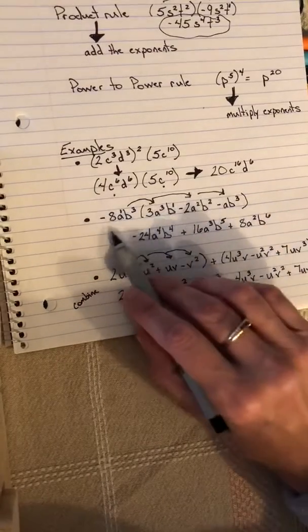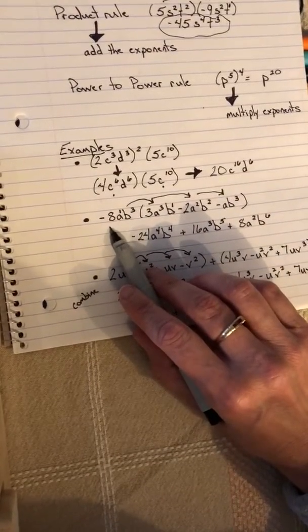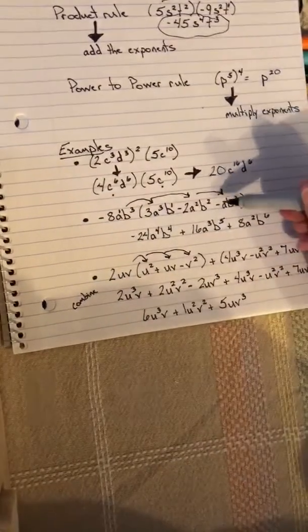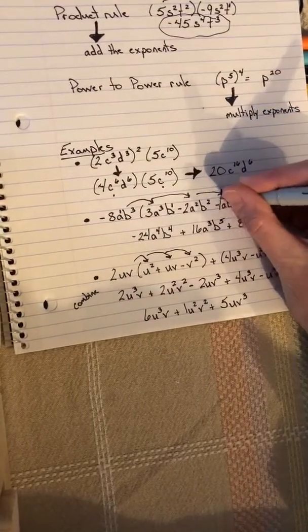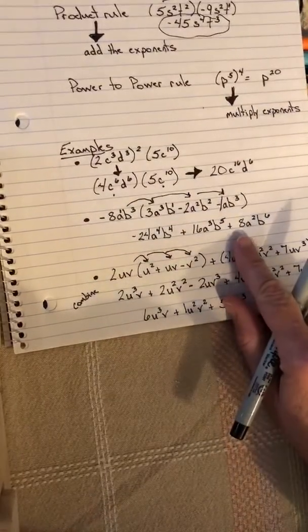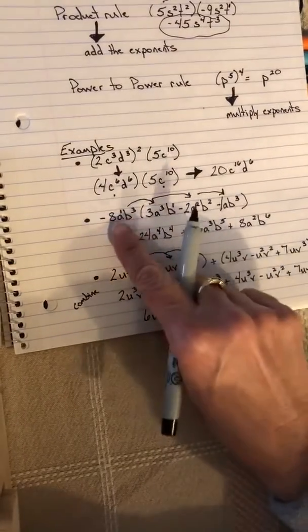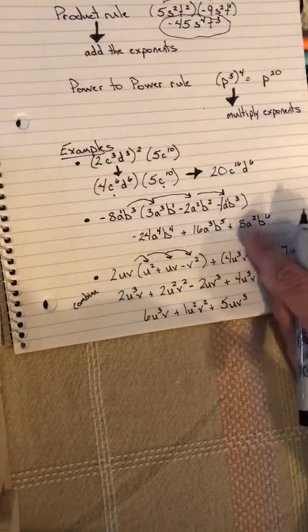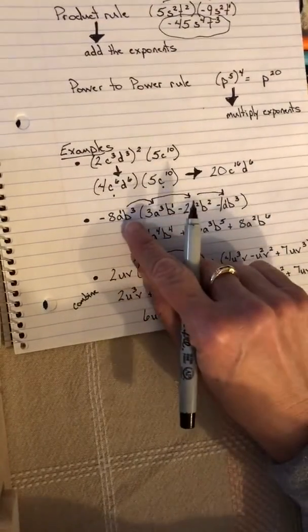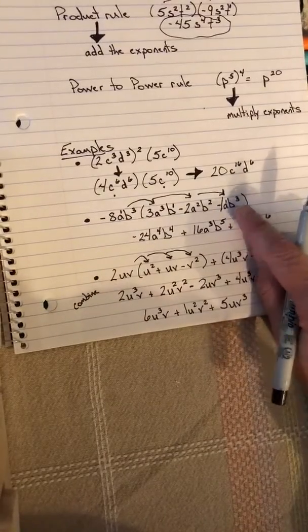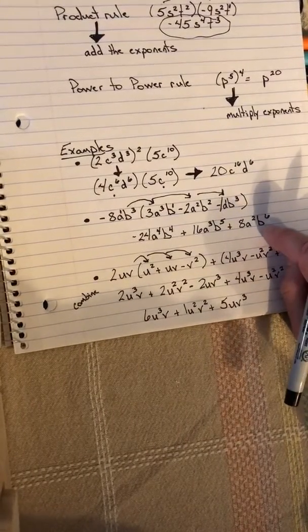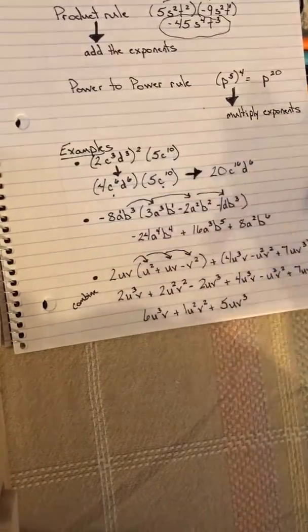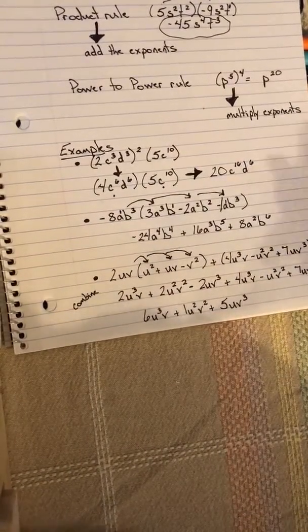Then we need to do distributive property one more time. Negative 8 times a negative, if you want to put a 1 in here, will give us the positive 8. A to the first times a to the first will give us a squared. B to the third times b to the third will give us b to the 6. So once again, this one was really big on distributive property.